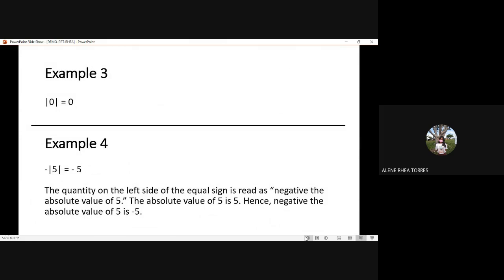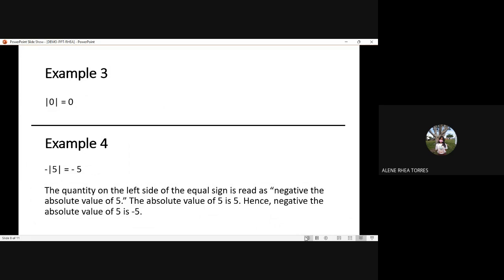Okay, so the absolute value of 0 is 0. Of course, you are at 0, you stayed there and did not move. So, expect that your answer is 0. Okay? So, example number 4, what if it looks like this?